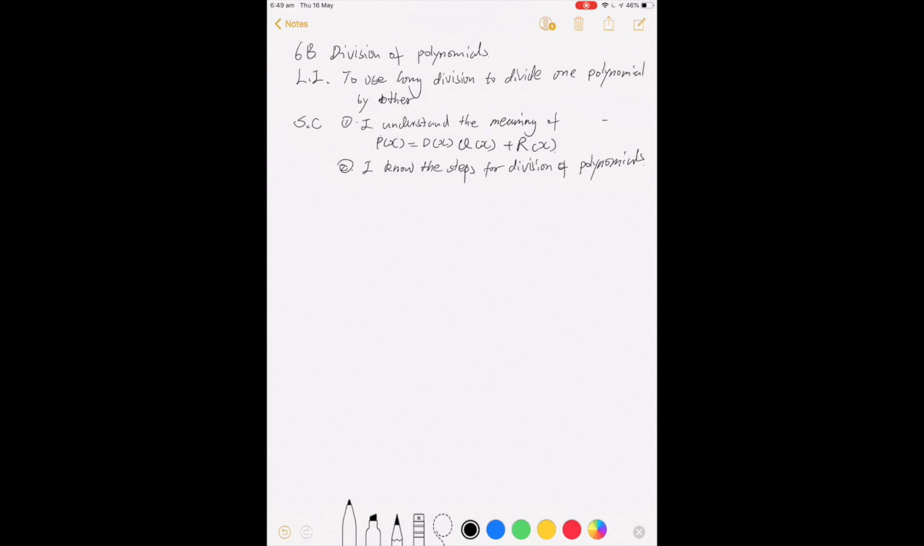And the first success criterion is that I understand the meaning of p of x equals d of x times q of x plus r of x. All right, we will unpack this formula a little bit later on. The second success criterion is that I know the steps for division of polynomials.